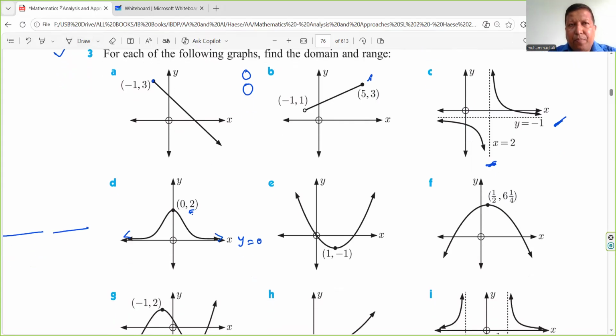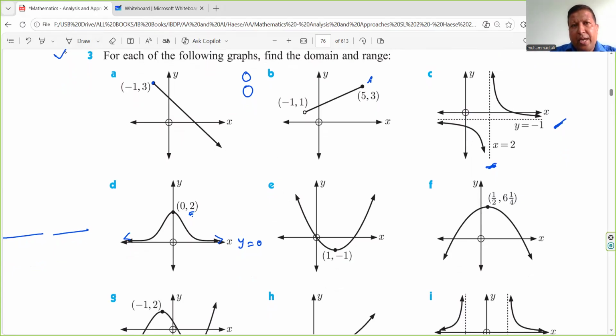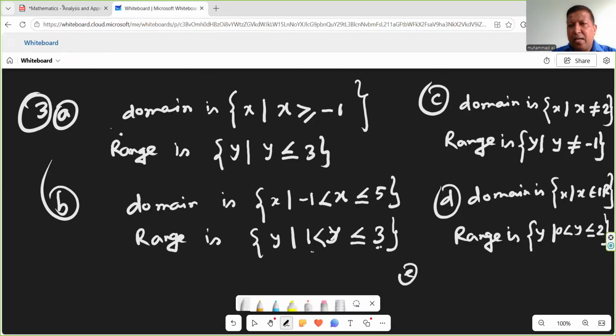Number E. Here for the x value, you can take any negative value, any positive value. So the domain is all real numbers. You can take any real number, positive, negative, everything. So for E number, we can say that the domain is x such that x belongs to real numbers.